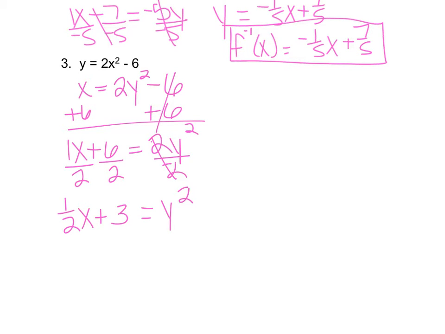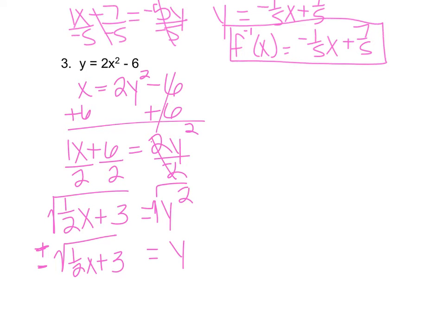Now, we've done this before, when we were solving using square root method on quadratics. To get rid of the squared, we're going to take the square root of both sides. So we just have a y. And then I'm going to leave it as square root of 1/2 x plus 3. Remember, we've talked about before, anytime we're taking the square root of both sides, you should have a positive and a negative answer. So you need to remember that.